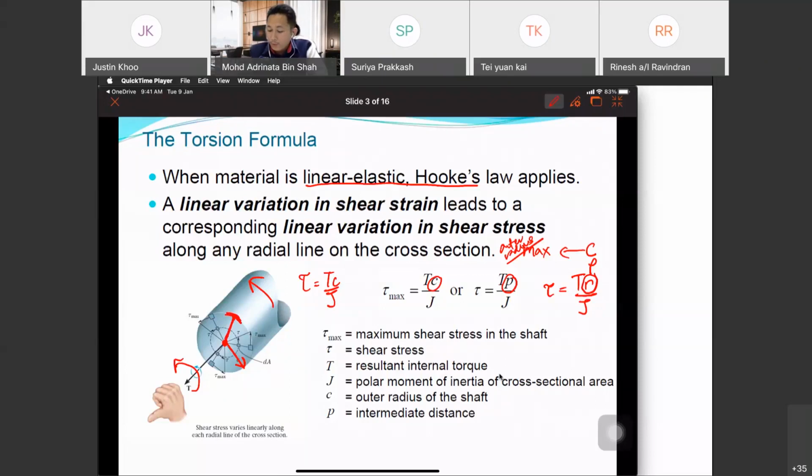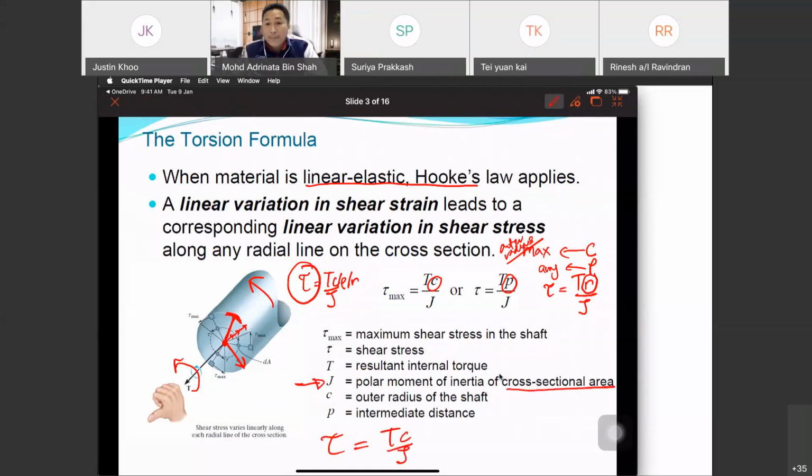Or rho, any point from the center. So it depends where we want to look at our tau. It depends on C, rho, or R, but it is the same, as long as you know your value for radius and maximum radius. So we have tau equals TC over J, and J is the polar moment of inertia of the cross-sectional area.